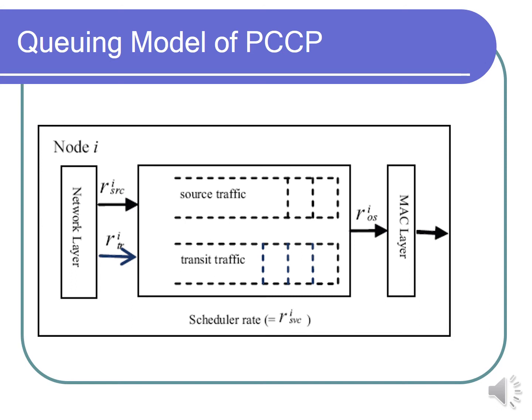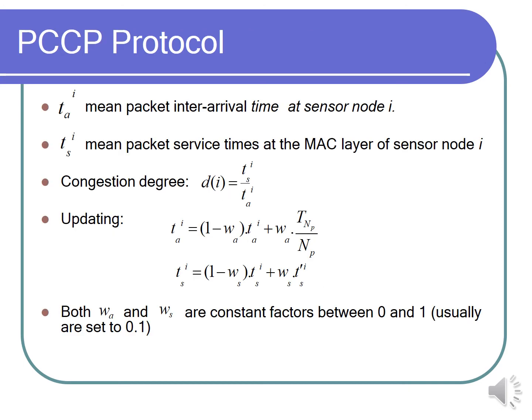So it's a network node i, at the network layer. R raised to the power i is RC. R raised to the power i goes from the network layer to the MAC layer, and the MAC layer is in the data link protocol. So for the intermediate traffic, the scheduler rate is R of i, that is induced in the source itself. Ta^i is the mean packet inter-arrival time at sensor node i. Ts^i is the mean packet service time at the MAC layer of sensor node i.